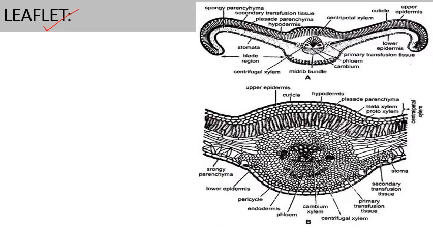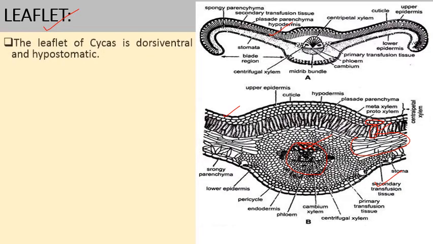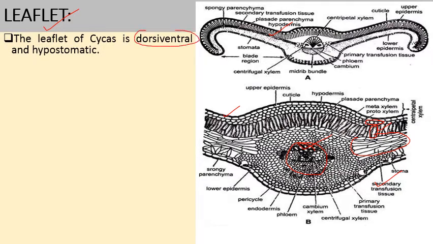Next comes the internal structure of leaflet. So this is the transverse section of leaflet. It shows the outermost epidermis followed by sclerenchymatous hypodermis, and this hypodermis is followed by the mesophyll tissue, which is differentiated into palisade and spongy parenchyma. Then it consists of the transfusion tissue that helps in lateral conduction of water, and the central portion is occupied by the vascular bundle. So the leaflet of Cycas is dorsiventral, means it shows dorsal and ventral surfaces, and hypostomatic. Hypo means lower, stomatic means stomata, so it bears stomata on the lower surface of the leaf.